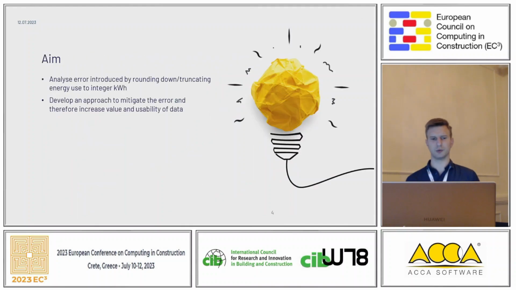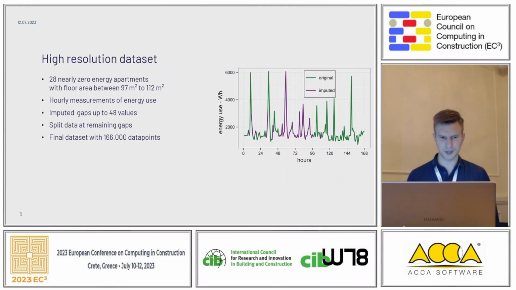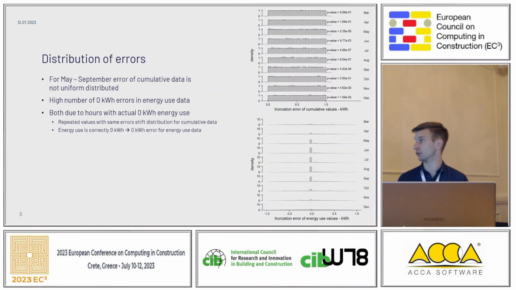So our aim is actually twofold. We first have analyzed the error introduced by that process, and secondly, we have developed an approach to mitigate the error and increase the usability and value of the data again. We have done that based on a high resolution data set from 28 nearly zero energy apartments. We have hourly measurements of the energy use of these apartments. Very quickly, we pre-processed the data by imputing gaps up to 48 values. We split the data at remaining gaps, so we had a final data set of 166,000 data points, hours.